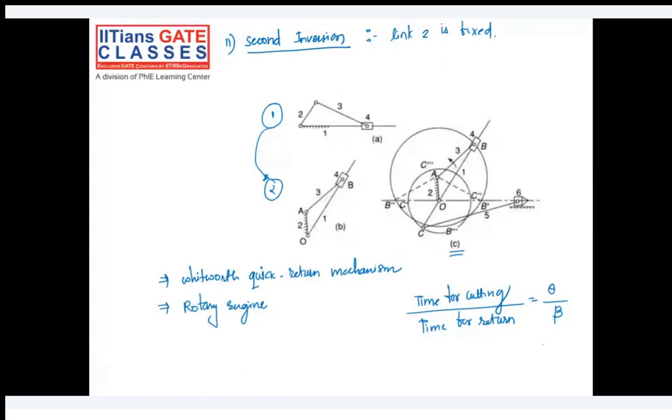and beta is B double dash A B dash acute angle. So no need to draw this figure, you will get it anywhere. Just write down what is meant by beta and theta.